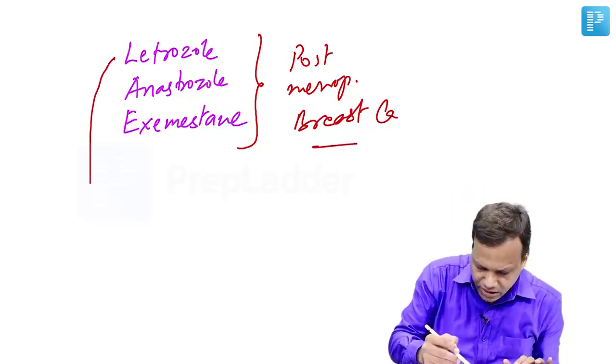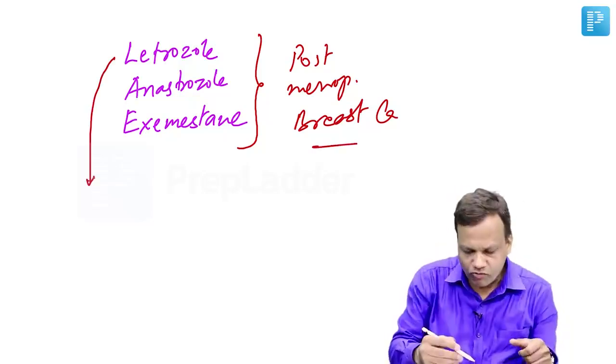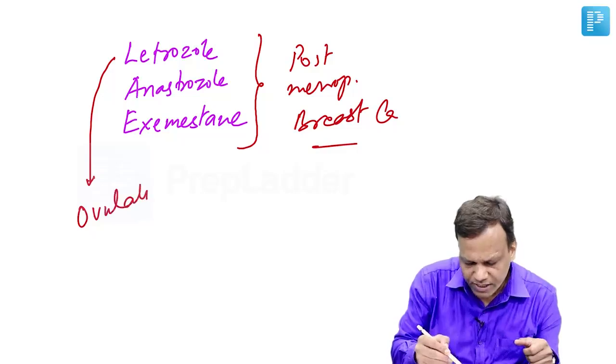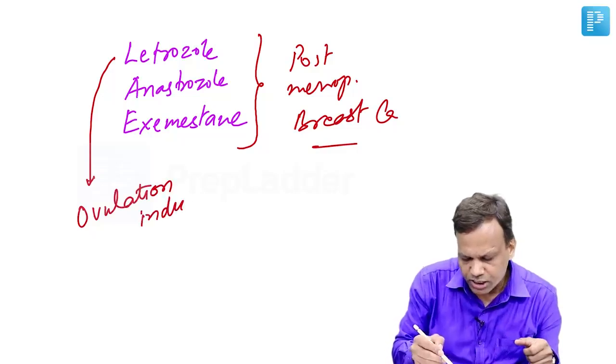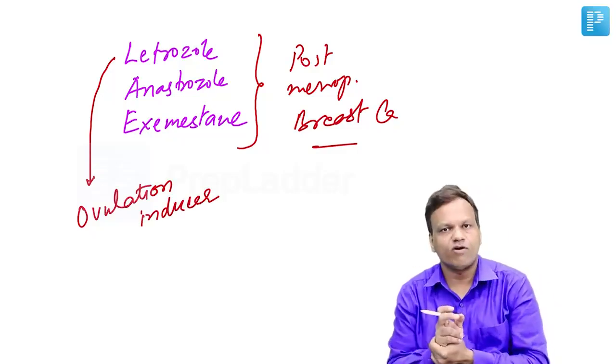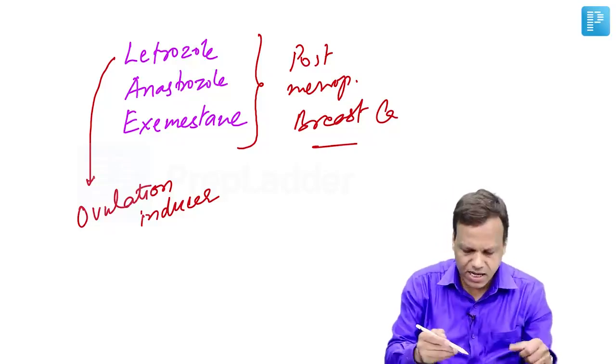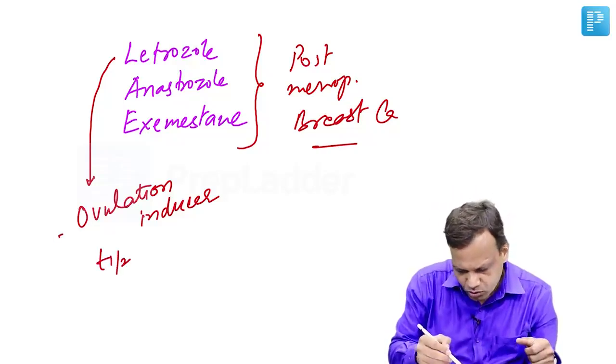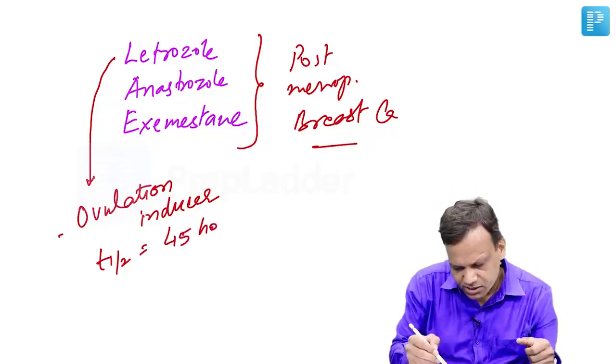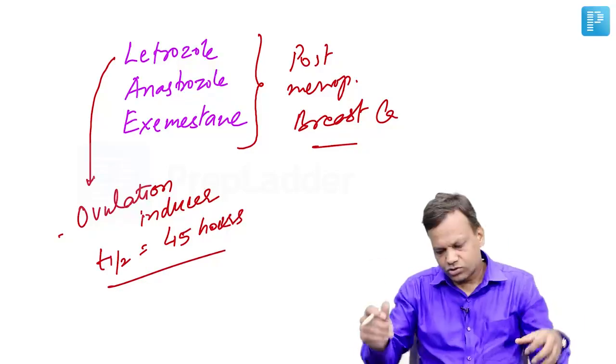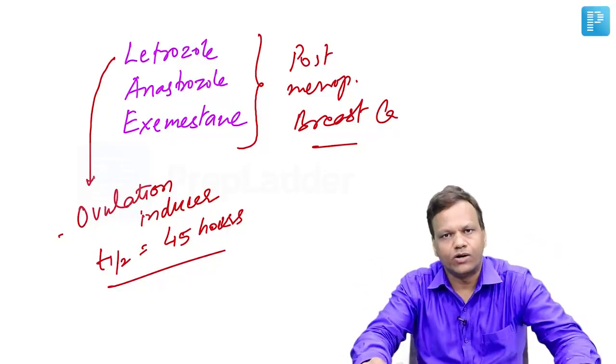And letrozole is a drug which is also used as an ovulation inducer, like clomiphene. In fact, it is the preferred drug for ovulation induction in PCOD nowadays. And the half-life of letrozole is around 45 hours. So these are the important points regarding the endocrine system.